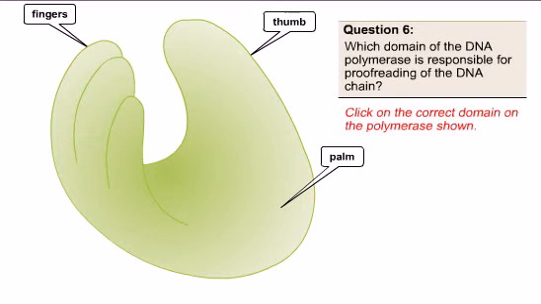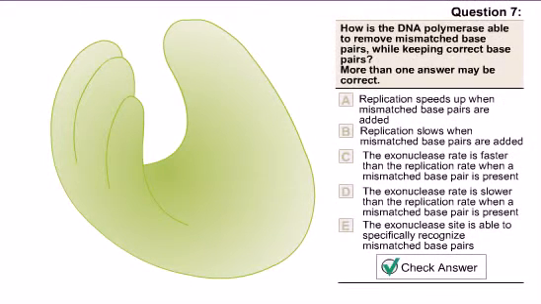Question 6. Which domain of the DNA polymerase is responsible for proofreading of the DNA chain? Question 7. How is the DNA polymerase able to remove mismatched base pairs while keeping correct base pairs? More than one answer may be correct.